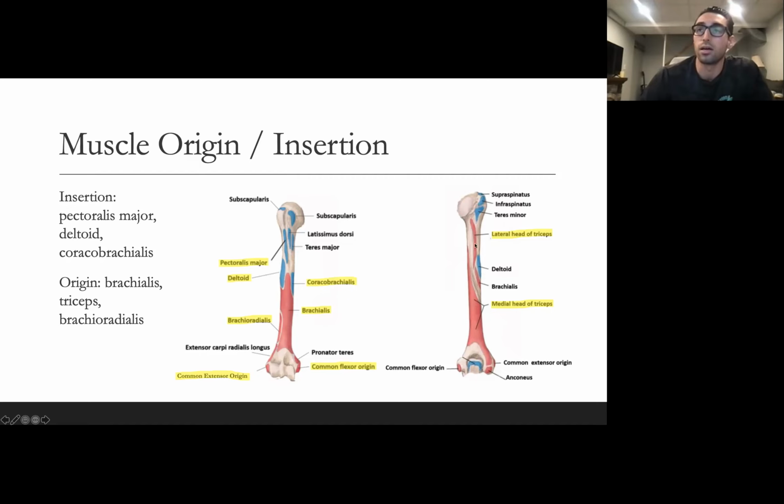And again, moving to the posterior side of the humerus, I talked about the long head of the triceps, which is not visualized here, which originates from the infraglenoid tubercle. Here you have the lateral head of the triceps, which originates superior to the radial groove. And here you have the medial head of the triceps, which originates inferior to the radial groove. I just want to make sure I'm not missing anything. Okay.